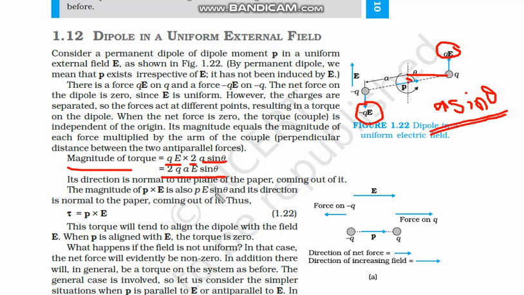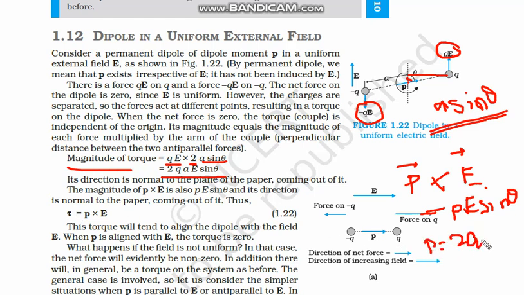The magnitude of P cross E is also PE sine theta. You remember that when we take this cross product, the angle gives sine theta, PE sine theta. So P cross E, and you know P is 2QA. When we put the value of P into this, we get 2QAE sine theta.